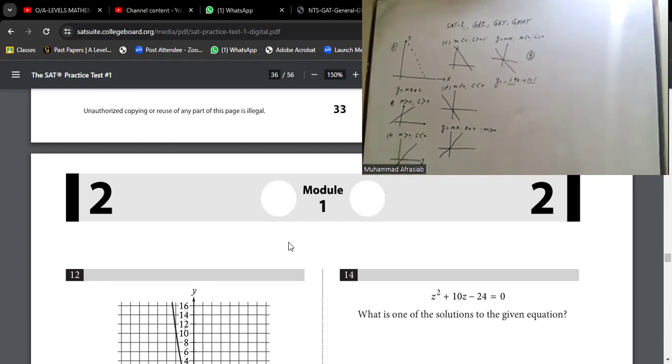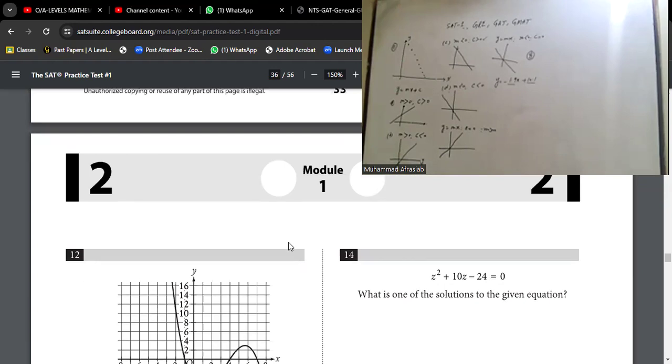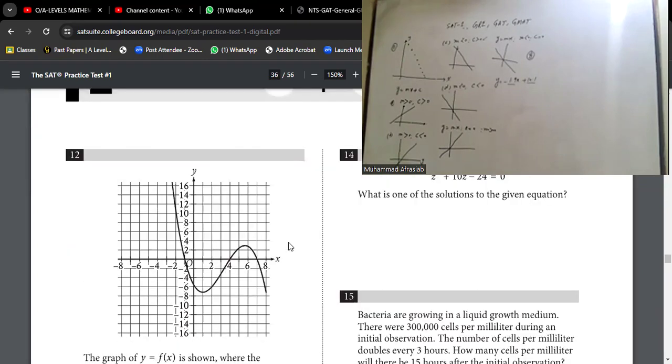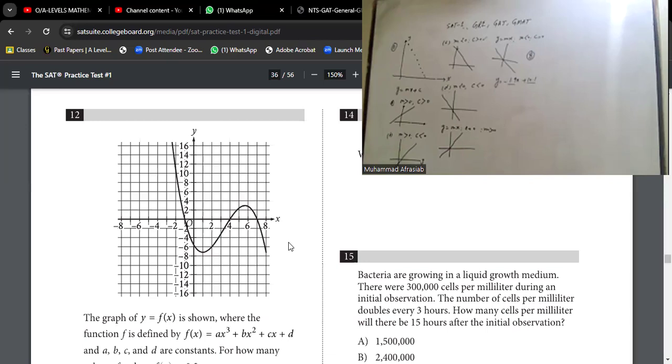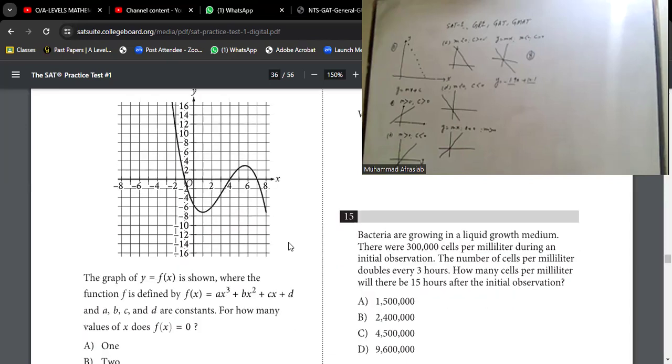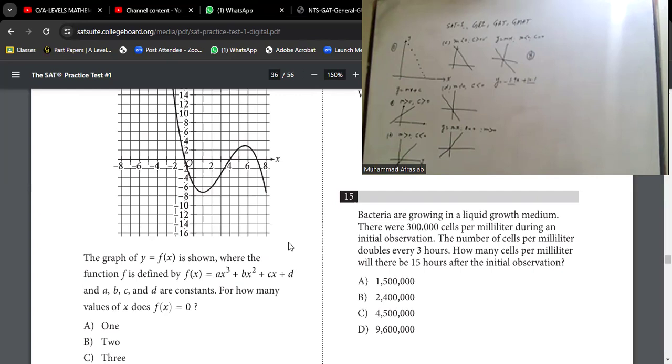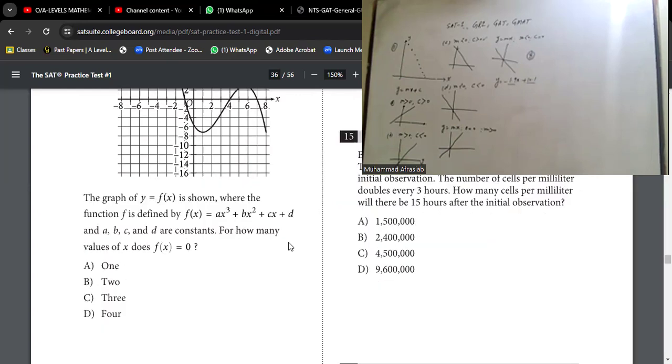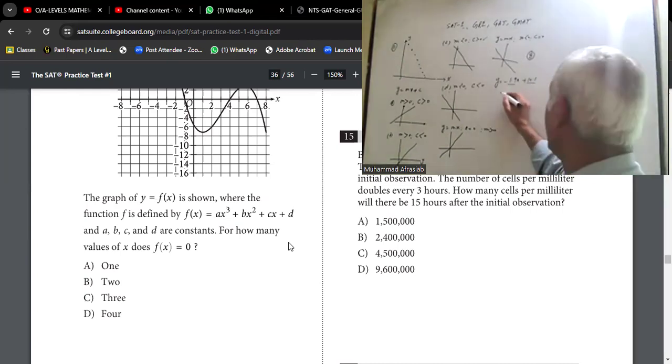Question number 12 now. The graph of y is equal to f of x is shown, where the function f is defined by f of x is equal to ax cubed plus bx squared plus cx plus d, where a, b, c, d are constants. For how many values of x does f of x equal 0? So we have seen it there for this question number 12.